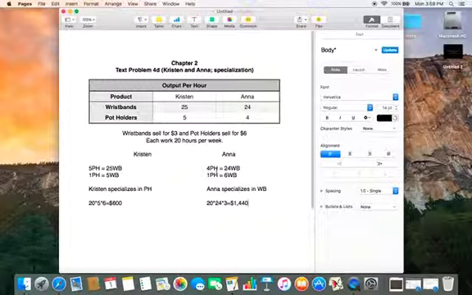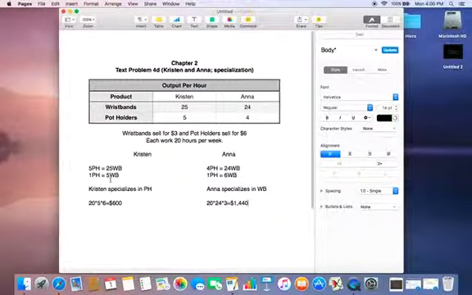We know that she can produce 4 potholders in an hour, or she can produce 24 wristbands. If we bring that down to what one potholder is equivalent to, in the time that she spent producing one potholder, she could produce 6 wristbands. So if we compare these numbers, we see that Kristen has the lower opportunity cost in potholder production, because when she produces one potholder, the opportunity cost is 5 wristbands, but it's 6 wristbands for Anna.